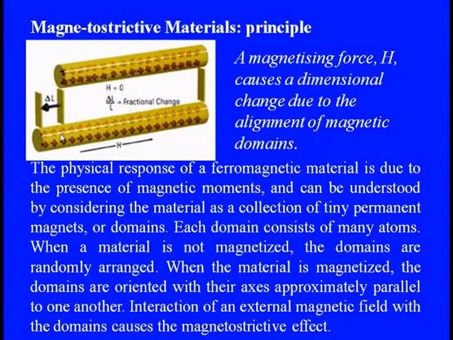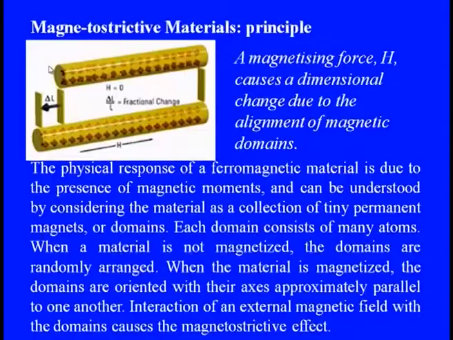and with consideration of all the material, there is a clear collection of these tiny permanent magnets, or rather they are the domains. And when the material is magnetized, the domains are oriented with their axes approximately parallel to each other. Though right now we are showing through this diagram that they are absolutely aligned, sometimes, according to the intensity and the effect on the microstructure, they are approximately aligned and parallel to each other. And the interaction of the external magnetic field with the domains is clearly causing this magnetostrictive effect.